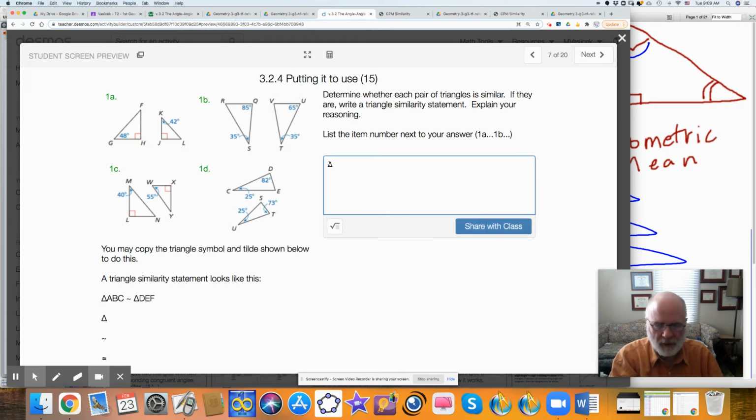I'm going to copy over my triangle symbol, and I'll say HGF. That's 90, 48, F. And that's going to be similar, using the tilde on my keyboard, to triangle JLK. The J corresponds to the H, that's 90. The L corresponds to the G, that's 48, and then the K. So you go through and you mark these. After you've done so, you'll notice that B and C are not similar. They do not have 2 angles that are the same. But D does have 2 angles that are congruent, and with 2 angles congruent, you can know that they are similar.